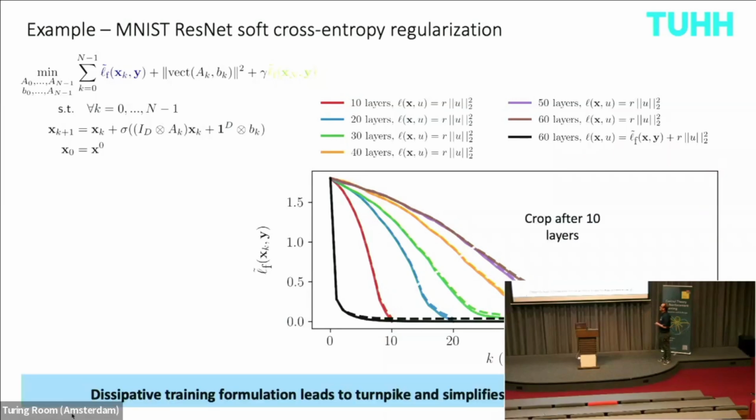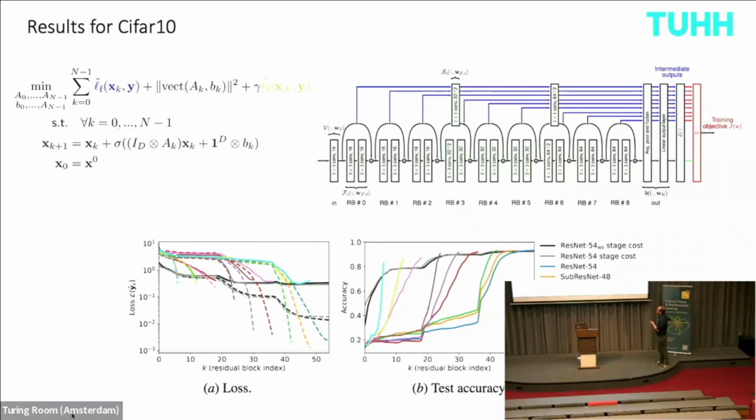Does this work? And you can think of cropping or pruning here. Does this work for CIFAR-10? Then it looks much more complicated because you have convolutional layers. CIFAR-10 is much, much more complicated. You need a more challenging structure.